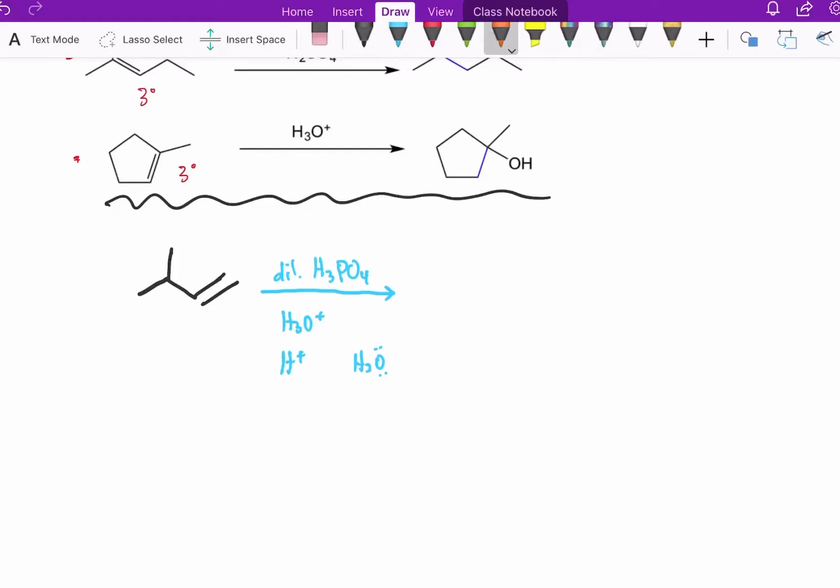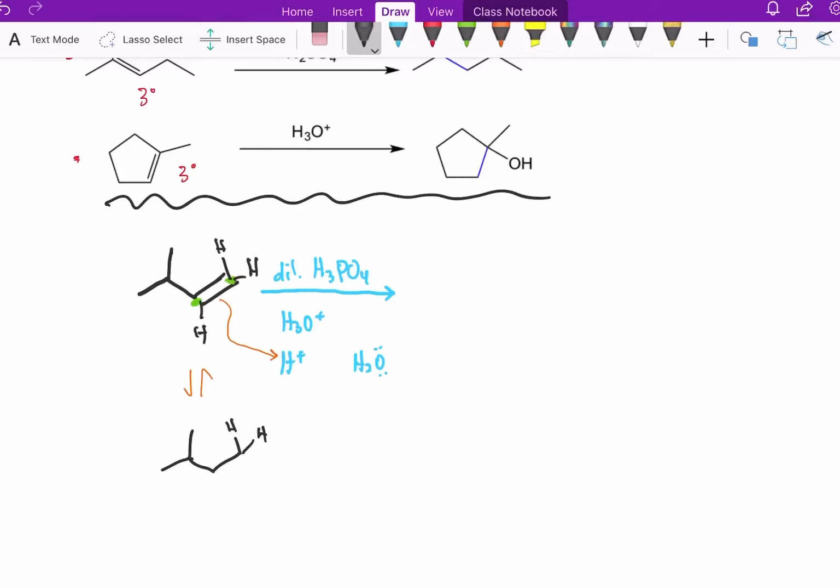Again, we're going to protonate the pi bond of the alkene. The pi bond will break and attack that proton. We're going to be adding a hydrogen to one side. We follow Markovnikov's rule, so we're going to be adding the hydrogen to the side where there are more hydrogens.